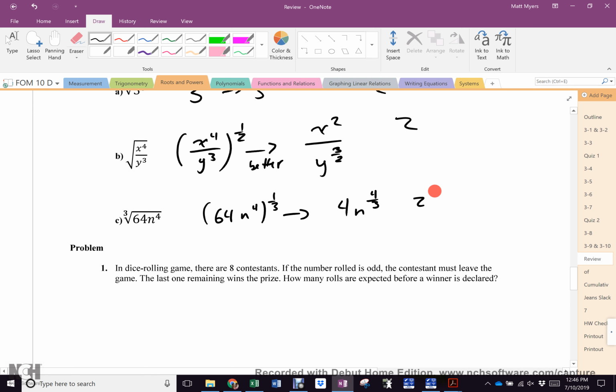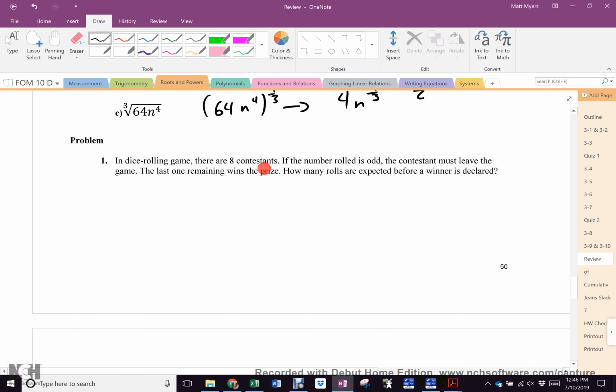In a dice rolling game, there's 8 contestants. Now, this question always causes problems. Kids are like, do you mean how many times somebody rolls the dice or how many turns in the game? Obviously, I mean turns in the game because this is a root question, isn't it? If there's 8 people, how many people do you expect to be knocked out of the game in the first round? 8 people are going to roll their dice and only 1 out of 8 is going to roll an odd number? 4 you expect to be knocked out, right?